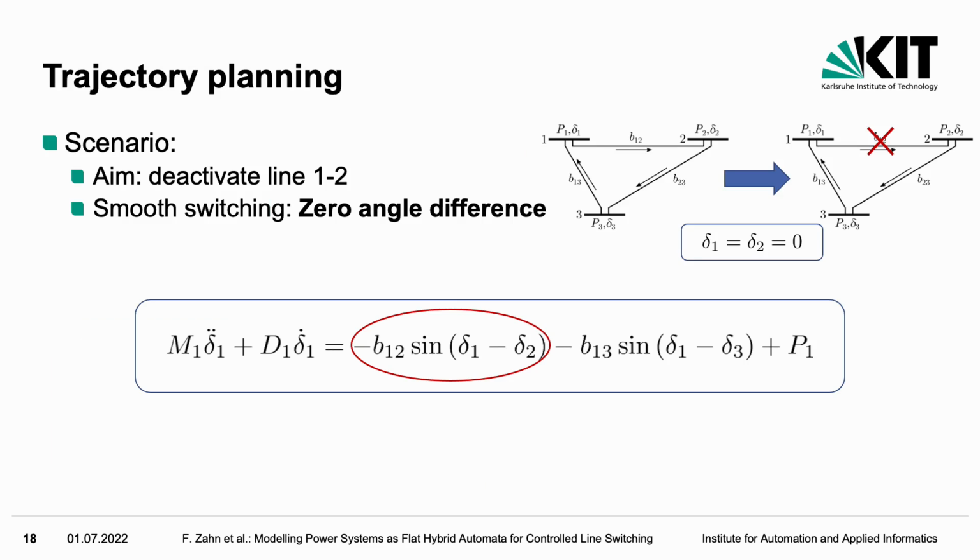If we now want to plan a trajectory for smooth line switching, we have to define a scenario. In our case, we want to open the line between buses 1 and 2. Therefore, we have to control the phase angles of buses 1 and 2 to the same value. If we do so and we then put B12 to 0, which effectively models the switching, there's no jump in the other phase angles. We decide to put both angles to 0 for simplicity, but they could be put to any value as long as delta 1 equals delta 2.